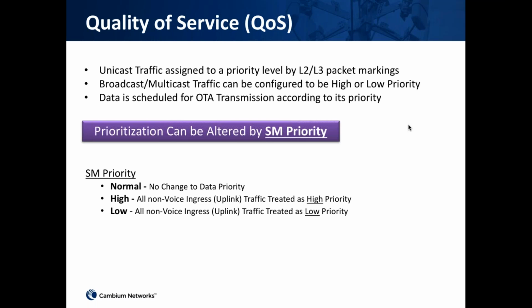Another important option we have is called SM priority, or subscriber module priority. There are 3 levels of priorities: normal, high, and low. The idea is, if you have a VIP customer or some subset of customers using latency-intense applications like online games, you can prioritize all the traffic going from them by setting the highest priority on the SM.